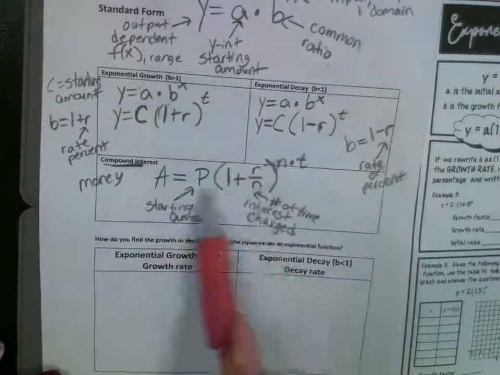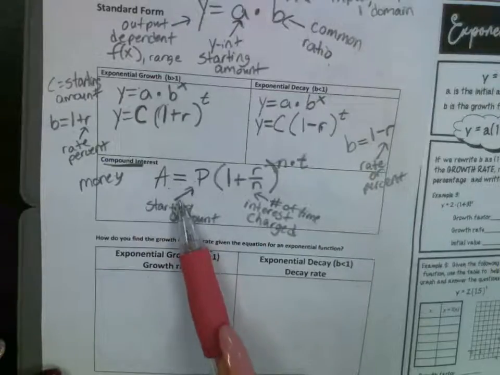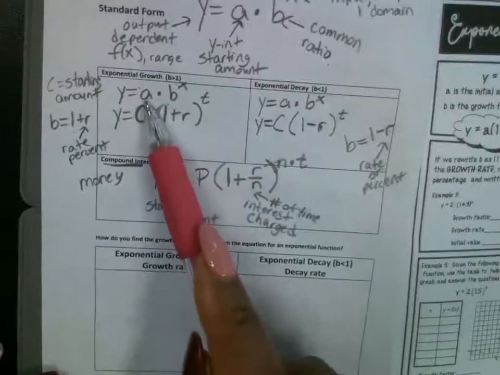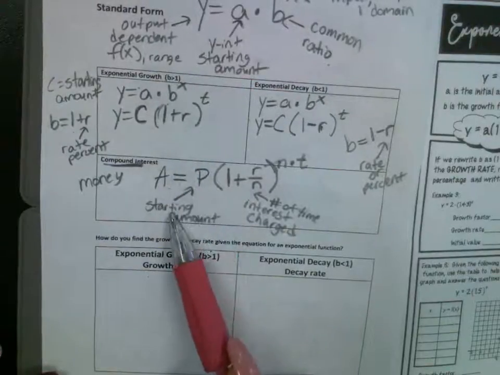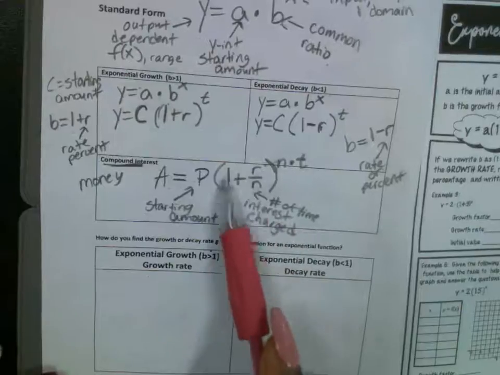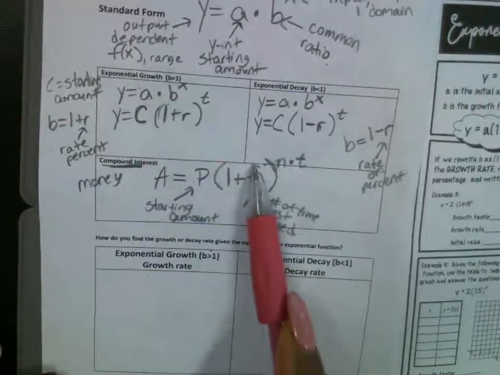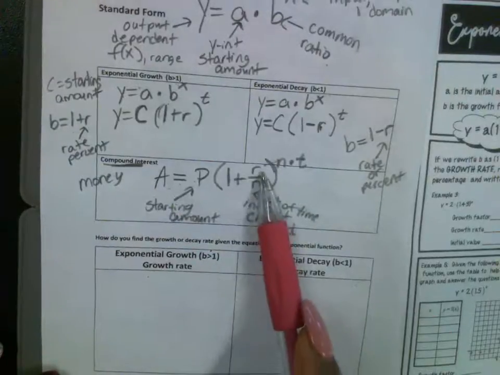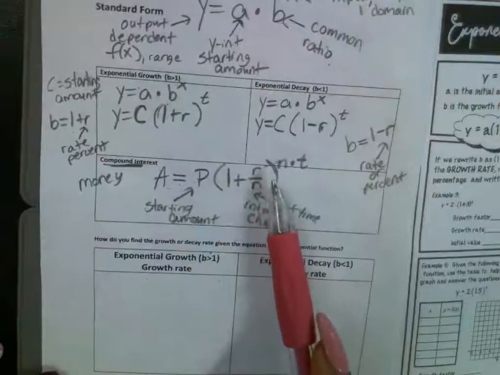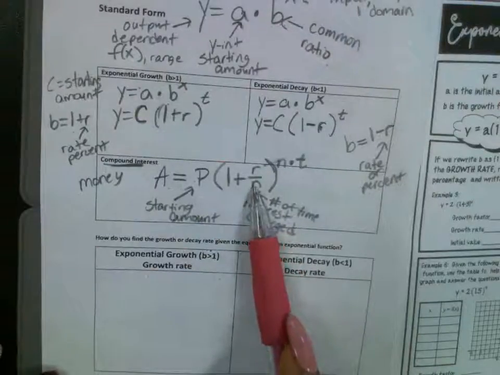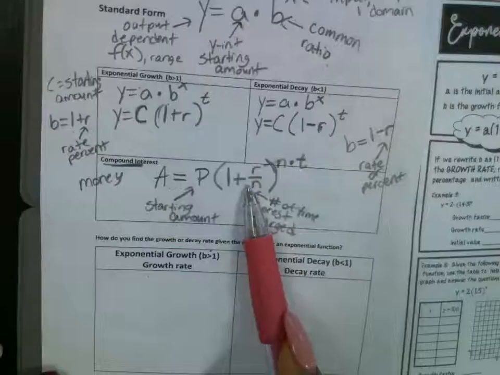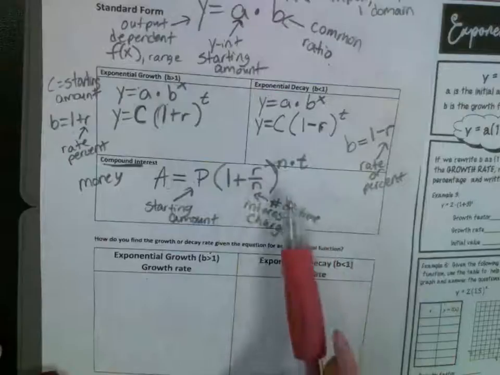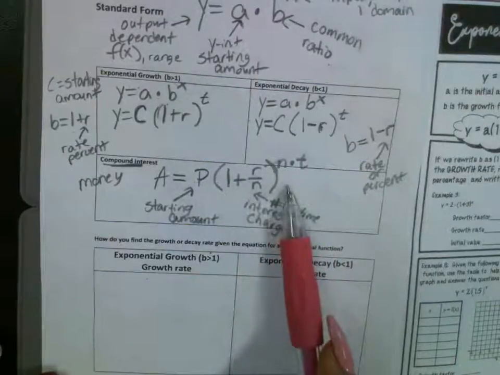Compound interest, the only reason why these letters change is because with compound interest, you're dealing with money. So your P is the same as A and C. It's your starting amount. And what's in the parentheses? This is the same as B, your common ratio. Only in compound interest problems, they're going to give you a percent that it increases by, and they're going to tell you how many times interest is going to be charged in a whole year. Interest is going to be charged multiple times in a year. So that's what that N represents. And don't worry, when we get to problems like this, I'll reiterate this again.